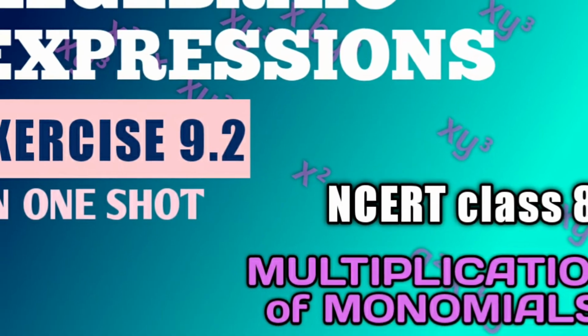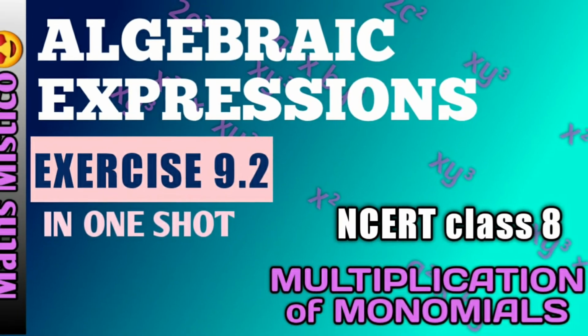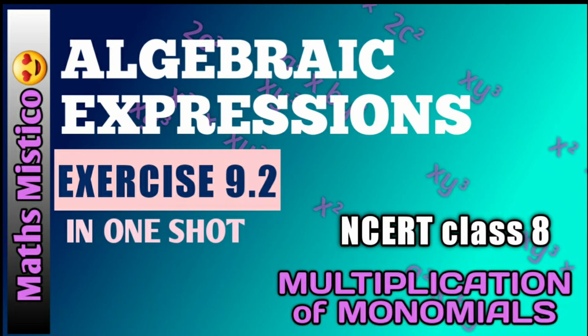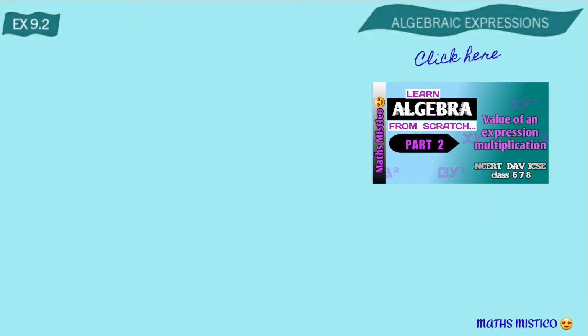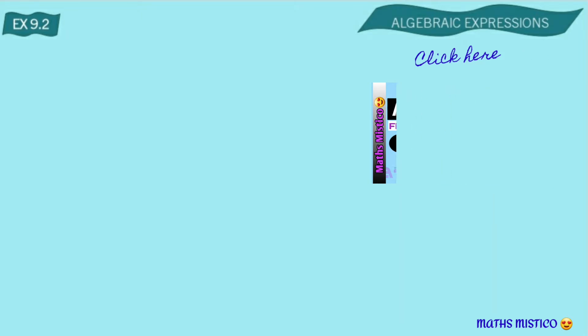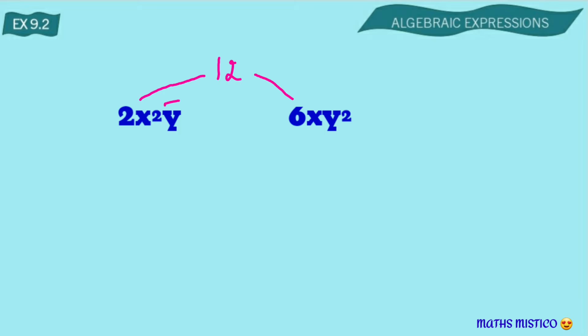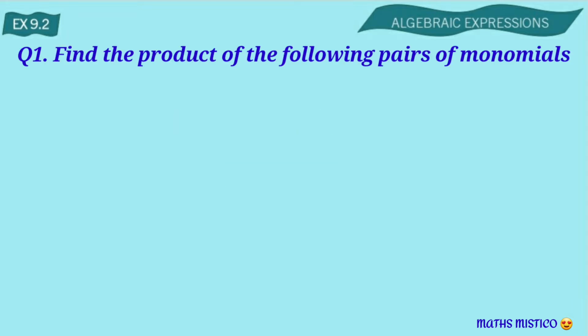Hello children, today we will solve exercise 9.2 of algebraic expressions. In this exercise we have to multiply two or more monomials. The method of multiplication of monomials is very simple. We have to multiply the constant with constant, then the similar variables together. So let's start question 1.